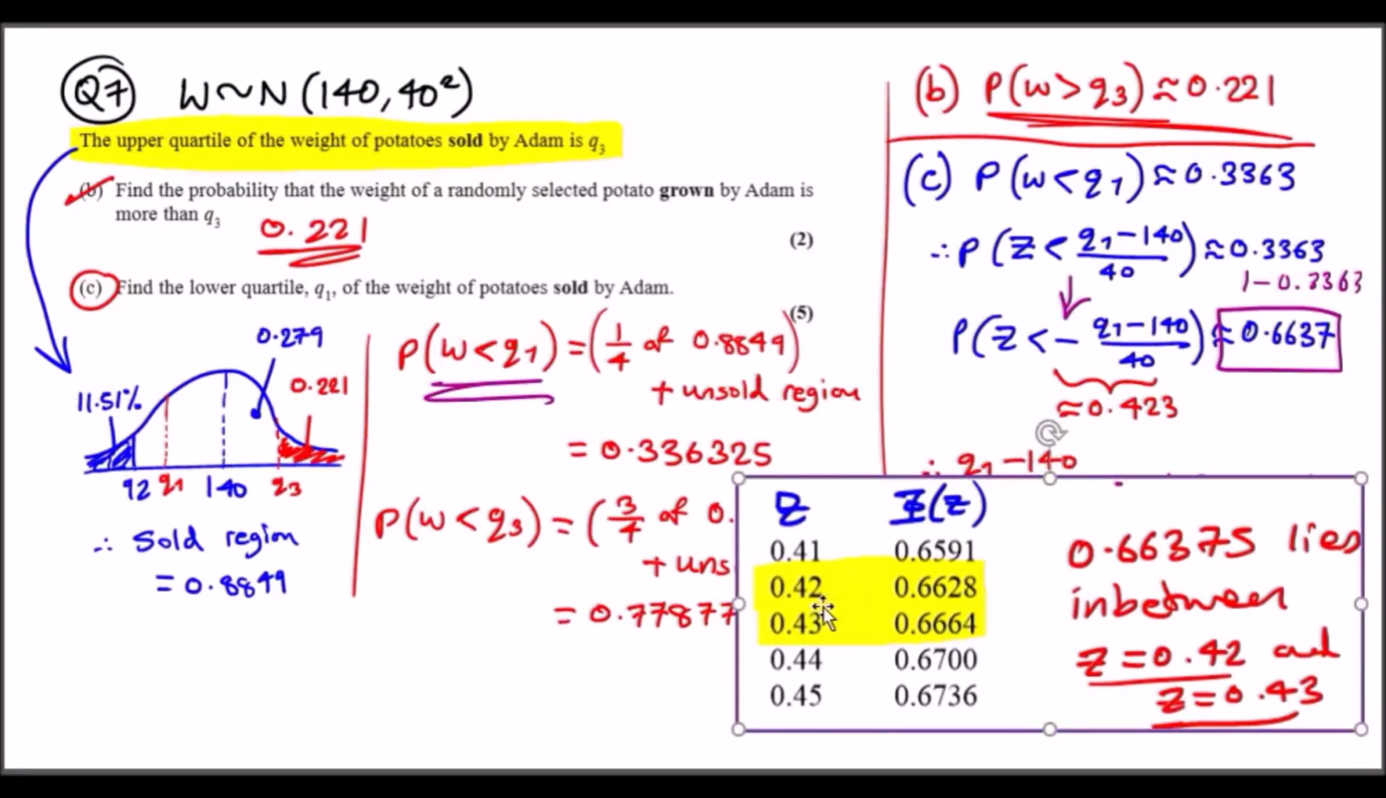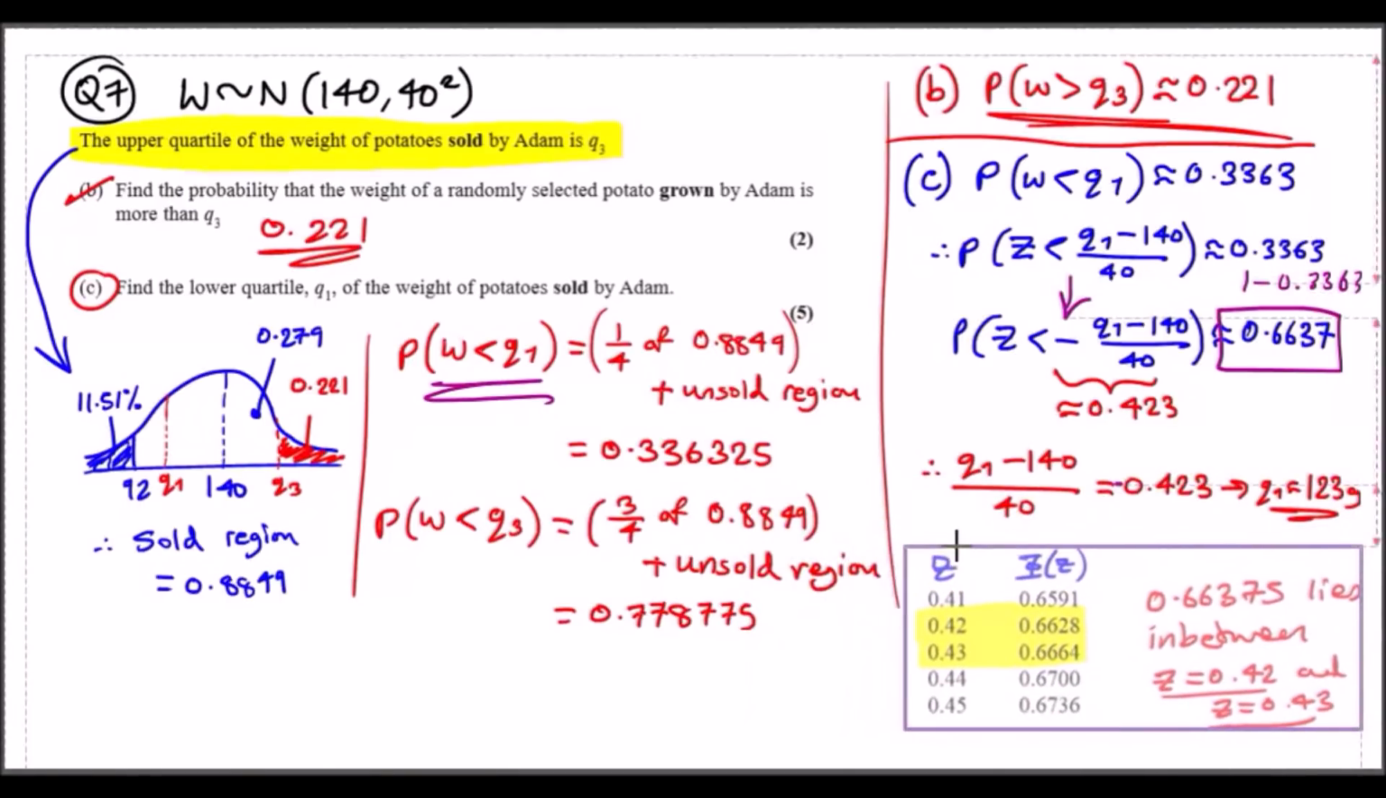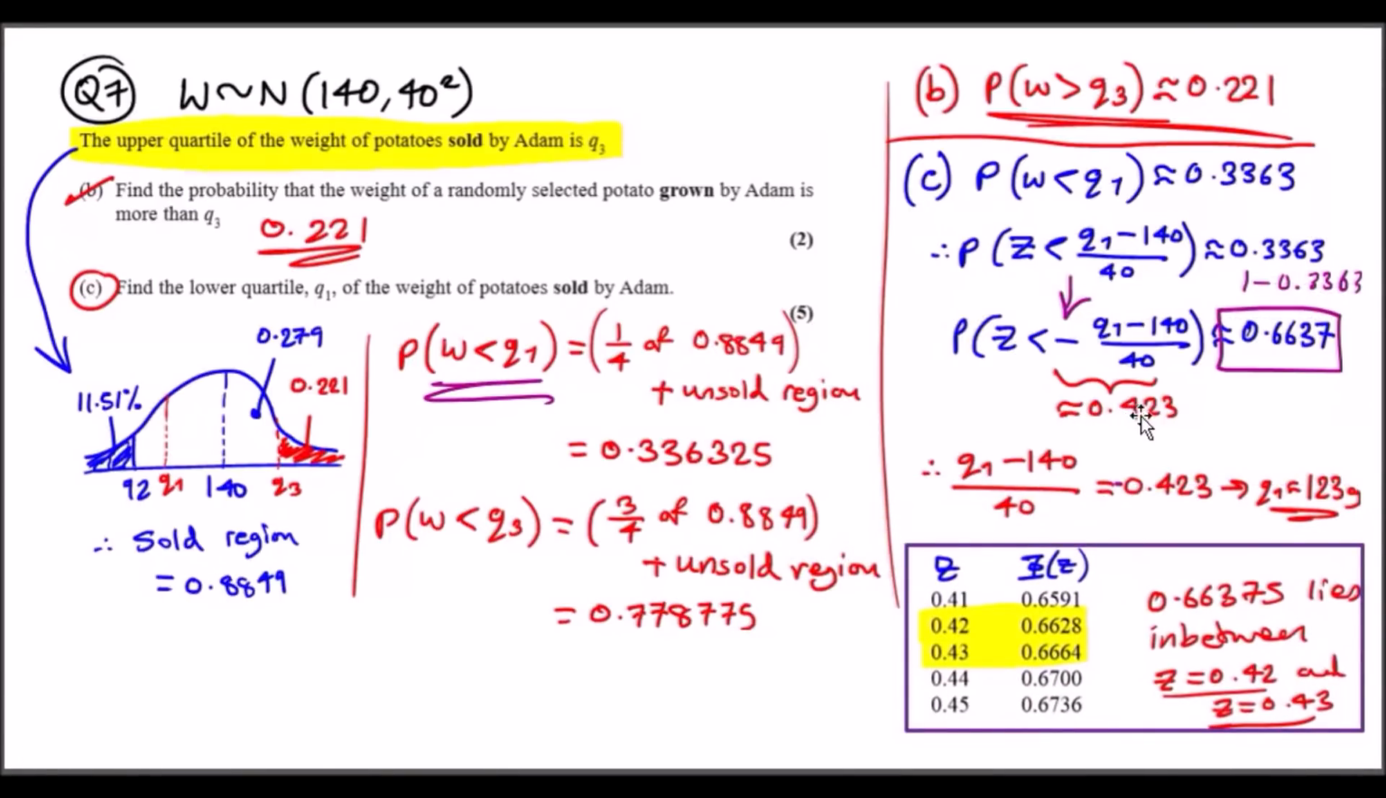So you can pick a z value between them, but preferably closer to 0.42 because this probability is closer to the first one. Anyway, I chose 0.423, and when you put that in, you just make this equal to it. I forgot to put a minus sign here, but it should be here. And when you solve it and make Q1 the subject, you should get about 123 grams. And that's literally part C.